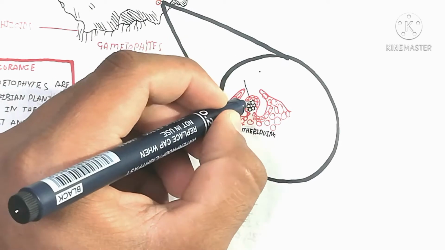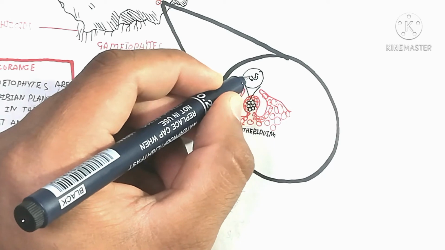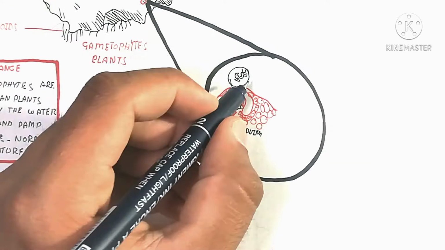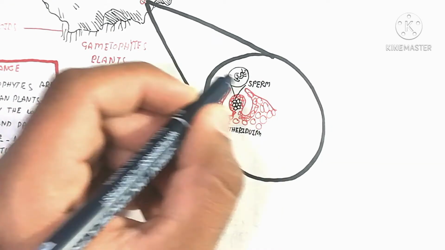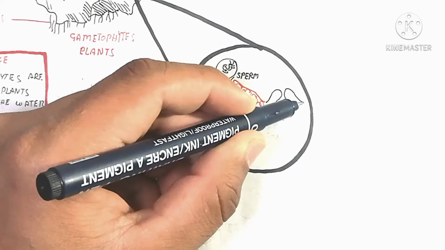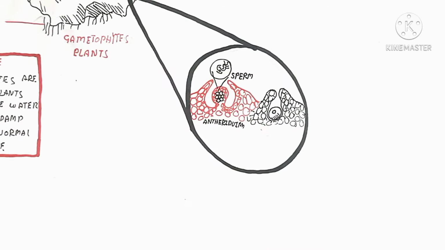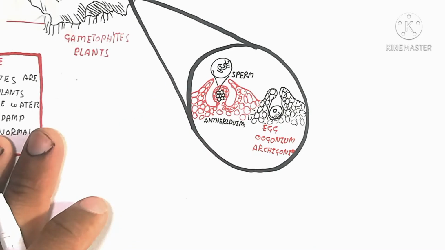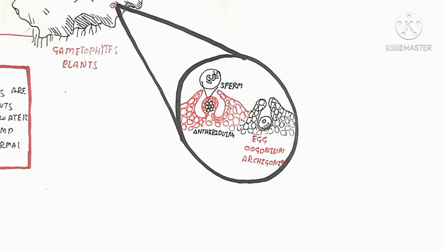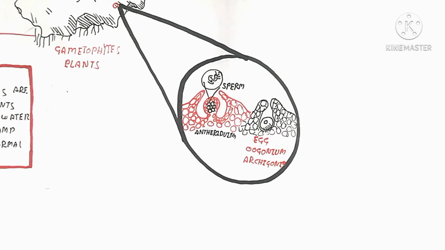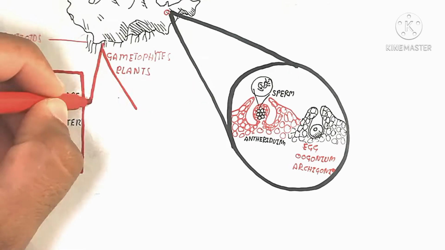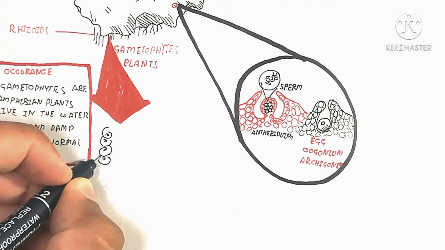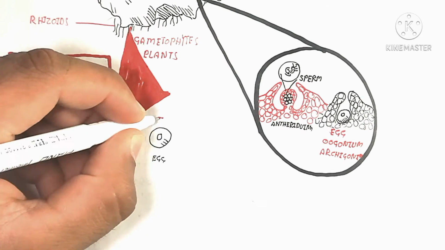Here is the antheridium, which produces sperm. This sperm is multiflagellated, and it is covered by different cells. The egg is produced in the oogonium, or archegonium. The archegonium is the female reproductive organ, and the antheridium is the male reproductive organ.